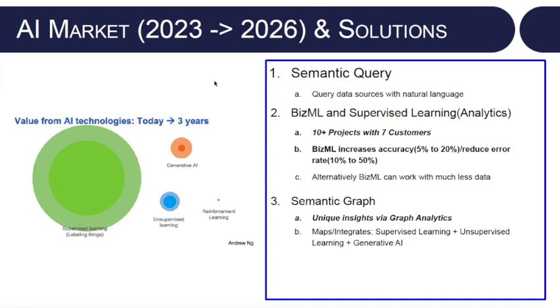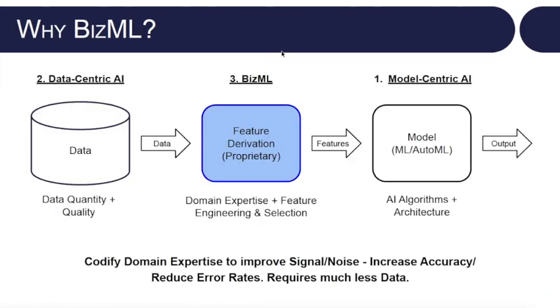There are three core IPs that are part of this solution. First one enables you to query data sources directly via natural language. The second one, BizML, increases accuracy of analytics to 5 to 20%. The third component, semantic graph, provides unique insights and maps various paradigms. So why BizML?